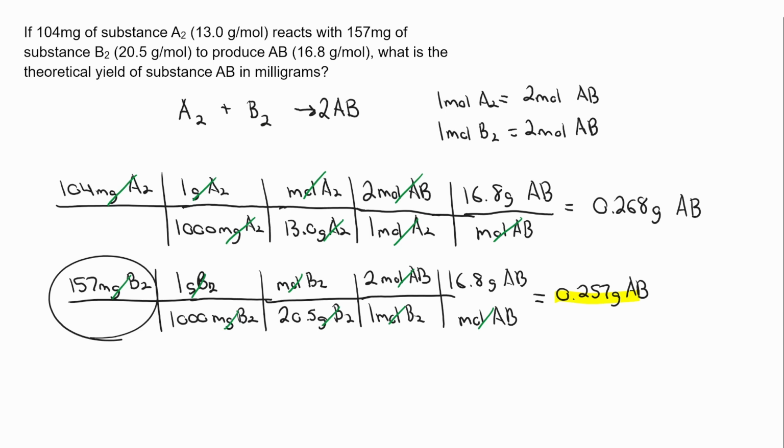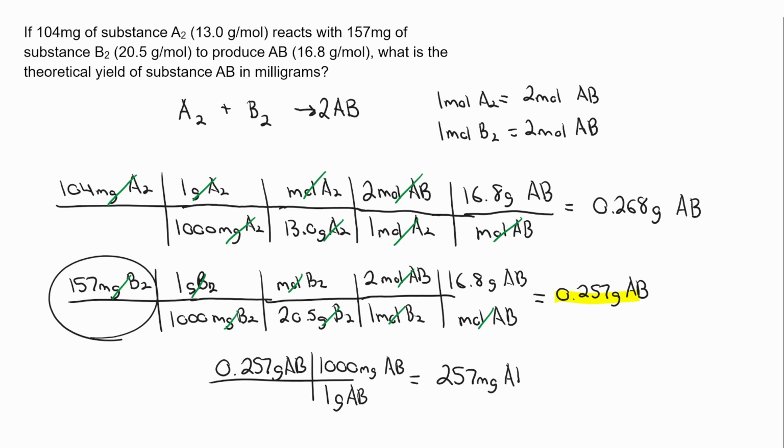So the theoretical yield of AB in milligrams, which we didn't do the last step. If you read over the problem one more time, we need the answer to be in milligrams, and if we use the conversion factor of grams to milligrams, again, 0.257 grams of AB, if we just use our table one last time, 1 gram of AB is equal to 1,000 milligrams of AB, leaving you with 257 milligrams of AB as your final answer.